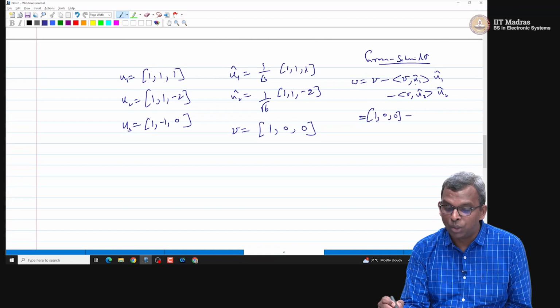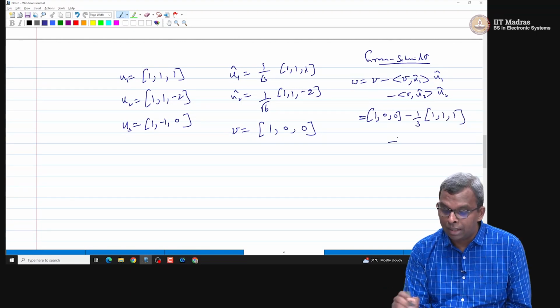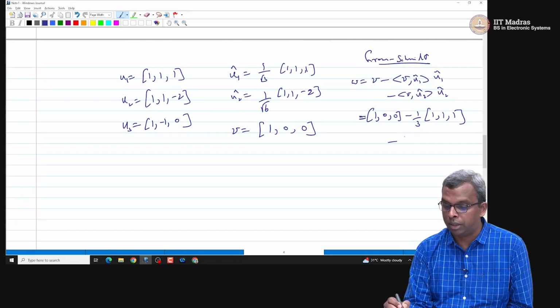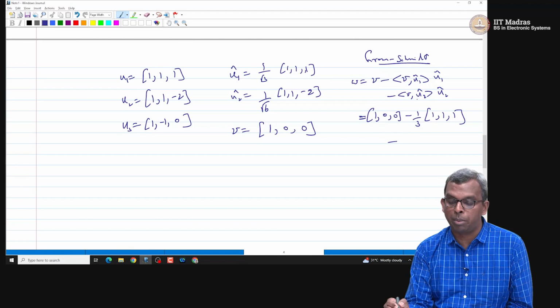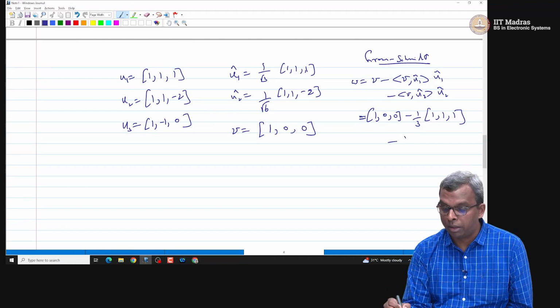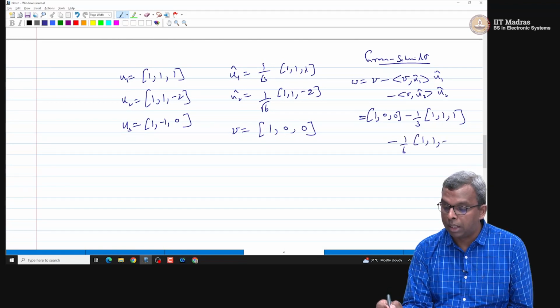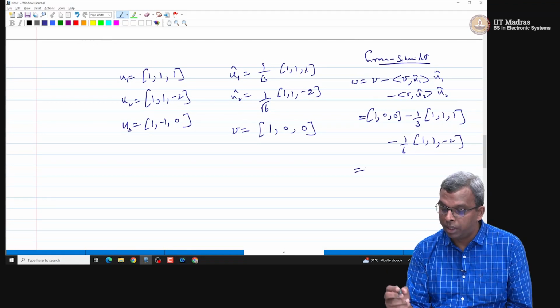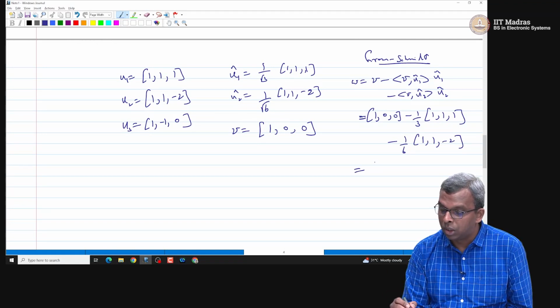If you do V comma u1, you get 1 by root 3, the inner product is 1 by root 3, multiplied by 1 by root 3, you get 1 by 3, 1 1 1. And then V comma u2 is 1 by root 6, inner product with that u2 hat is 1 by root 6, then multiplying by u2 hat will give you 1 by 6, 1 comma 1 comma minus 2. Hopefully this will work out correctly, right?